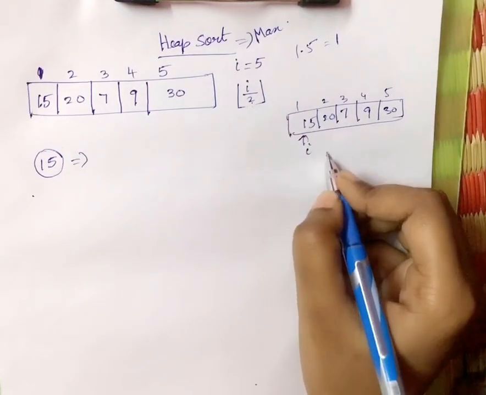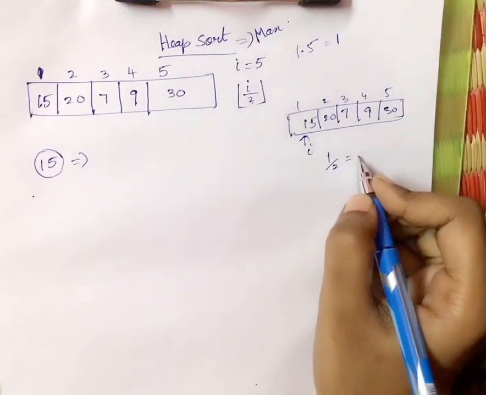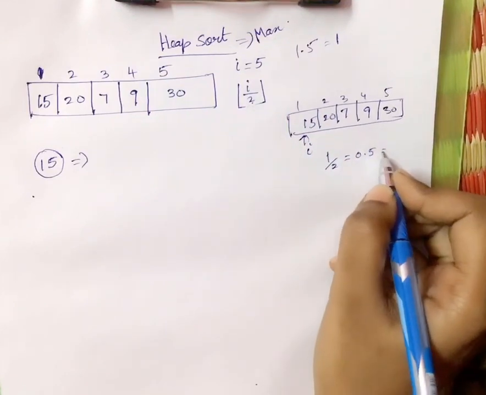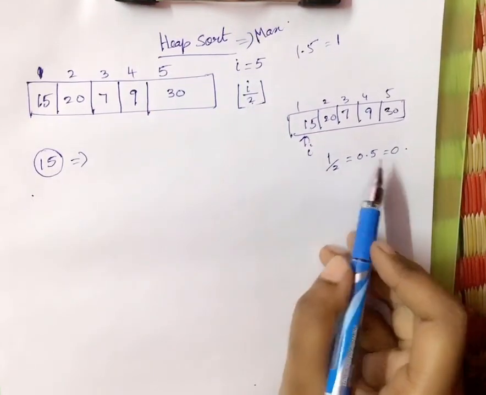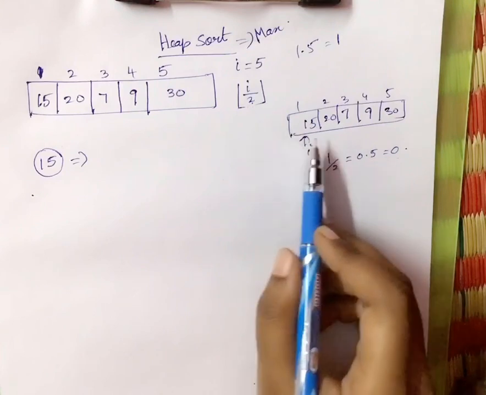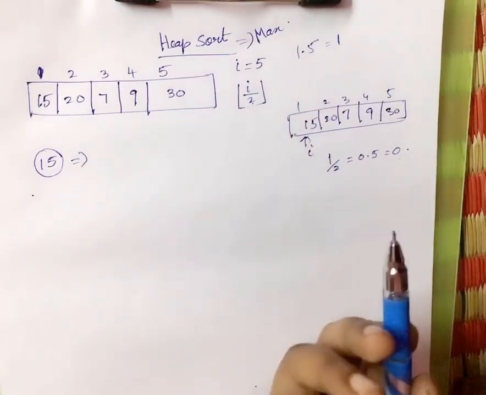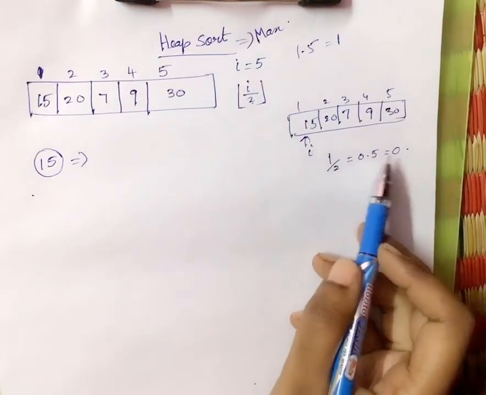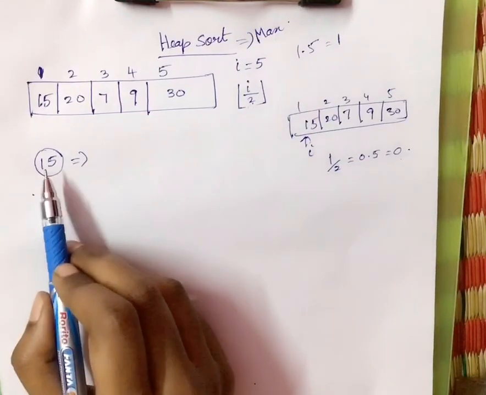I value is 1, divided by 2 is equal to 0.5. We will round it down and take it as 0. At the position 0, is there any value? There is no position called 0, so we are not going to do any rotation or anything.